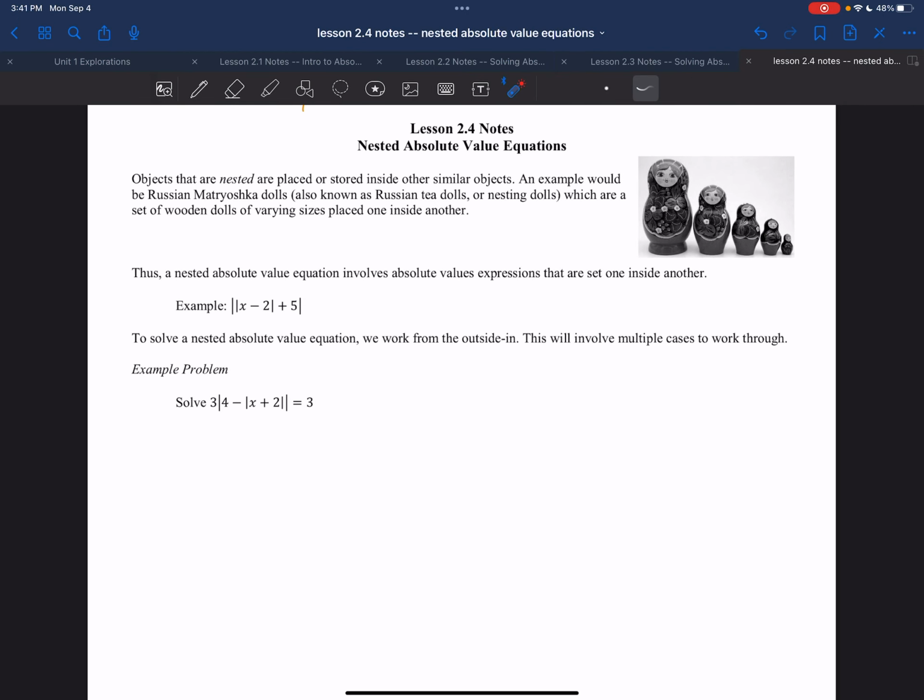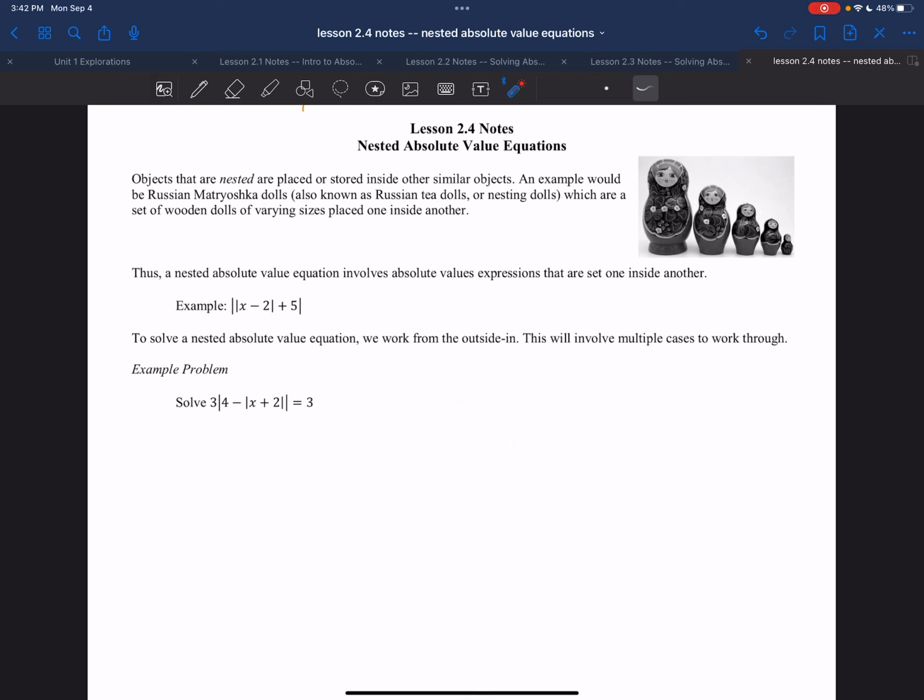So in this video, we're going to talk about nested absolute value equations. The word nested just means you place it inside other things, right? I like to think of Russian dolls. One is nested inside the other, they all stack within each other. So a nested absolute value equation means absolute value inside absolute value, and you could see an example right there.